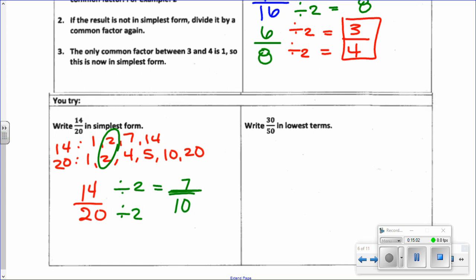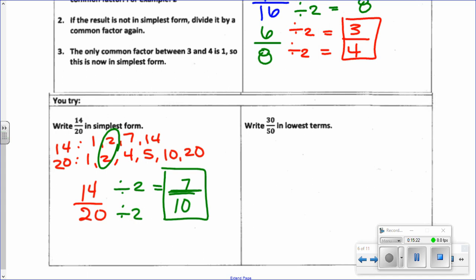And so, if I did it the other way and I just divided by 2 right off the bat, then I would have got the same thing actually. So I would have divided by 2, and then I would have got 7/10, and I would have realized, well, there's no common factor other than 1. So that has got to be my answer, 7/10. Okay, so that is in simplest form.